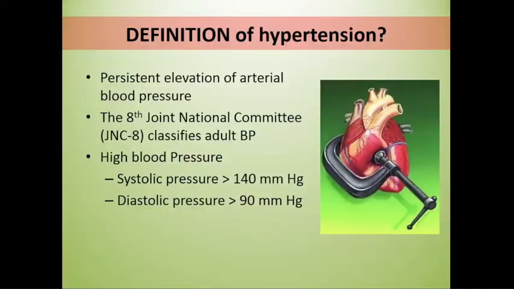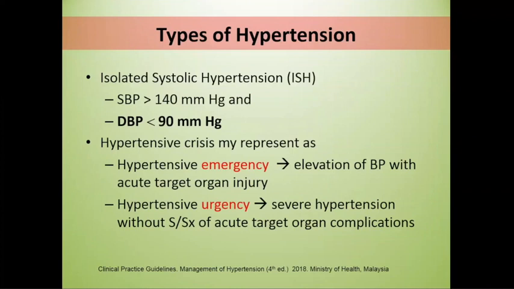Okay. Definition of BP. Now, you said you already know the Malaysian guideline, right? So we also have something called JNC8. They define hypertension as systolic more than 140 and diastolic more than 90. Isn't this familiar? This is also in the Malaysian guideline, right? The classification of ISH, isolated systolic hypertension. From the name we already know it's a systolic hypertension. What does it mean? Systolic more than 140. ISH is one of the common types of hypertension in older persons. So emergency and urgency, the difference is very simple.